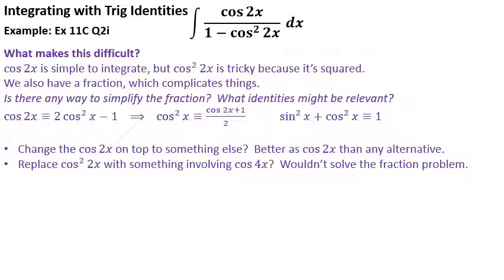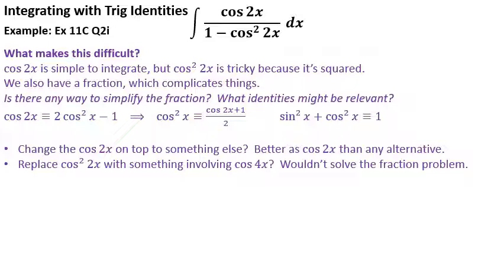Alternatively, you can get your double angle formula and then replace x with 2x, which means replacing 2x with 4x wherever that appears. You could turn cos squared 2x into cos 4x plus 1 all over 2. But that still wouldn't solve the fraction problem.